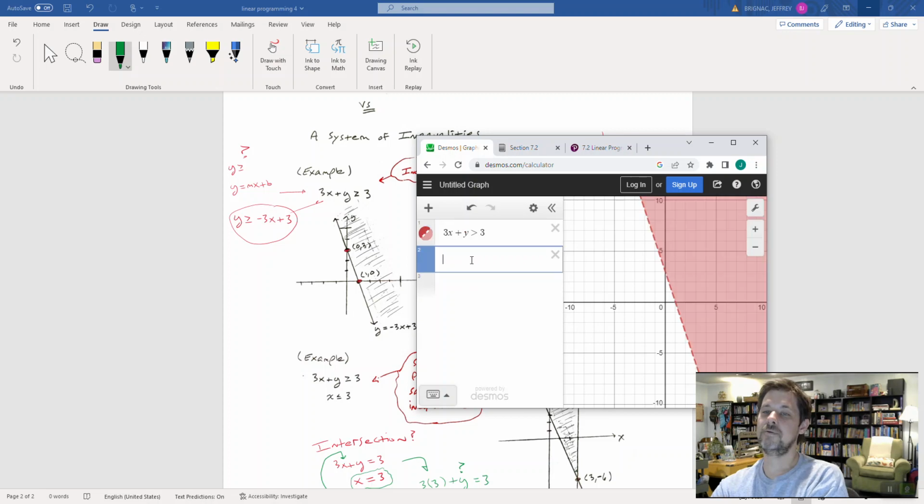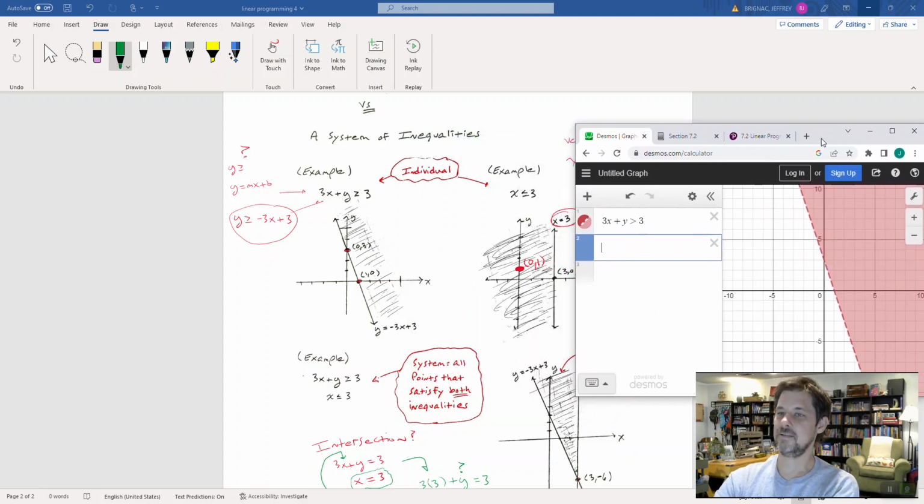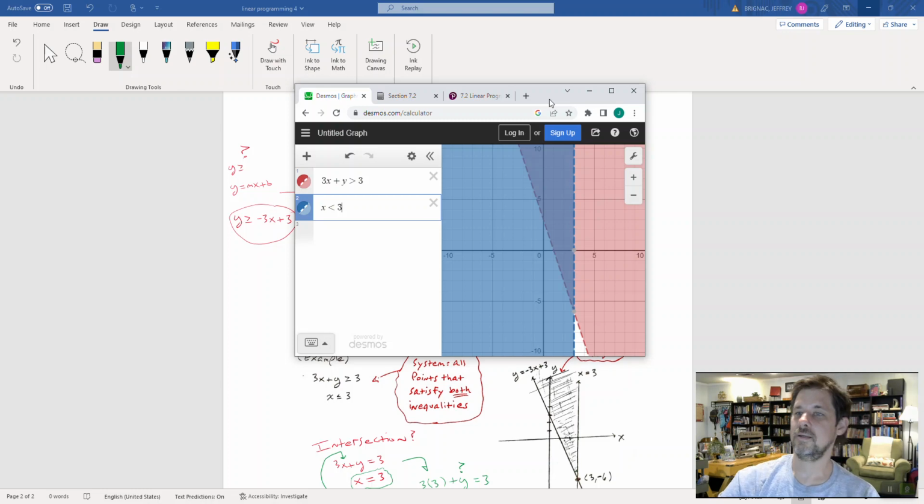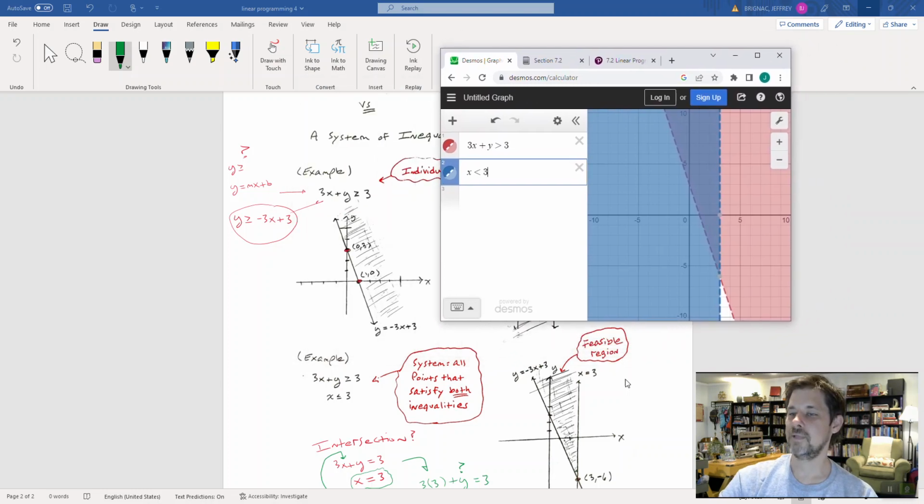And we could do more than one together. Like, what was the other one? x is equal to 3 or x is less than or equal to 3. So I can do it like this, and now it's drawn both of them together, okay? And I could tell, with one being in red, I guess, and the other being in blue, that their overlap is this wedge-shaped region that you see here, okay?